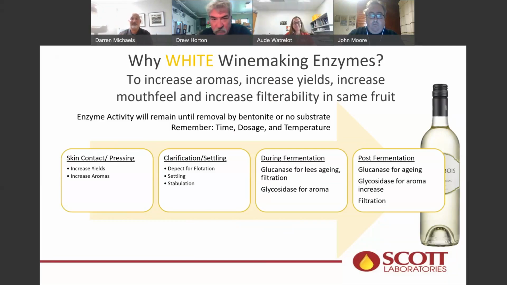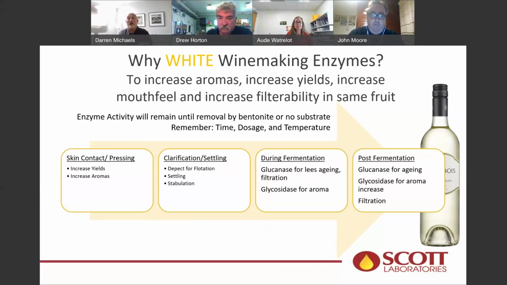Increase the aromas, increase the yields, increase the mouthfeel, or increase filterability in the same fruit. The reason there's an arrow that starts on the left of your screen and goes right is because my point is that unless you add bentonite or heat the wine up to 170 degrees Fahrenheit, your enzyme is going to continue to work. It won't go away. It will run out of substrate in a white wine because you're far away from the fruit.